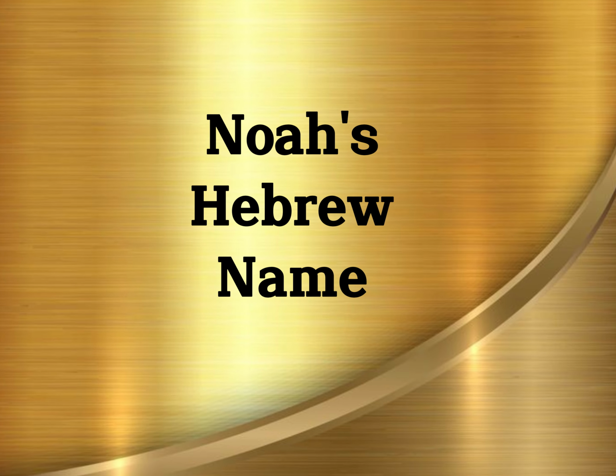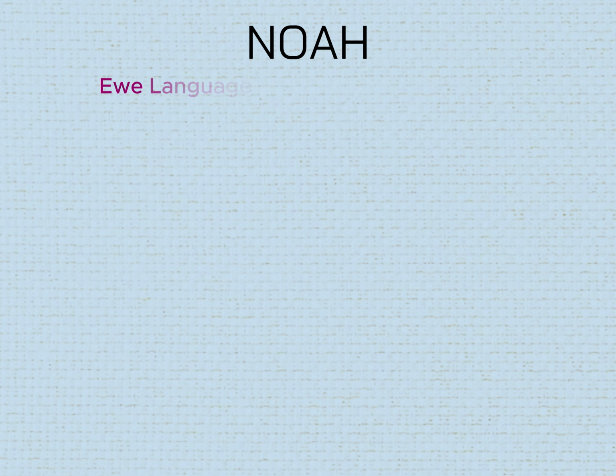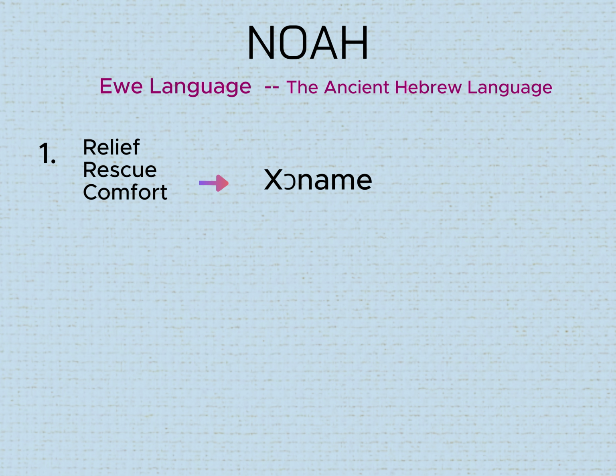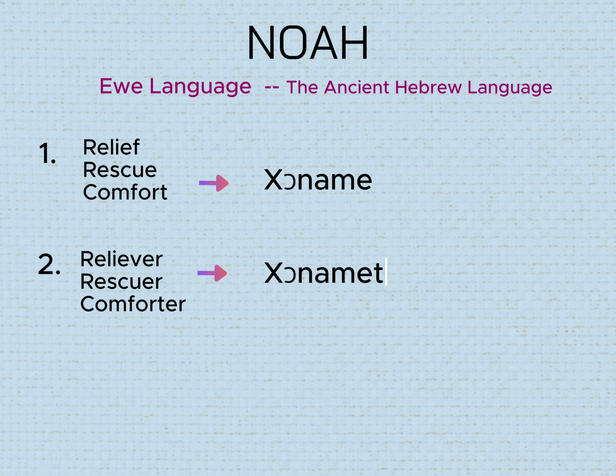Now the rescue. We say every language is the ancient Hebrew language, and all of these Hebrew names are being used in every culture today. In every language, the concept of relief, rescue, or the comfort that relief brings is known as honama. The one who brings about relief, rescue, or comfort is called honamato or hola.